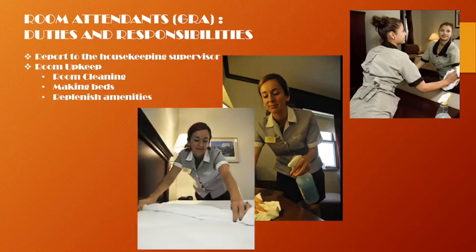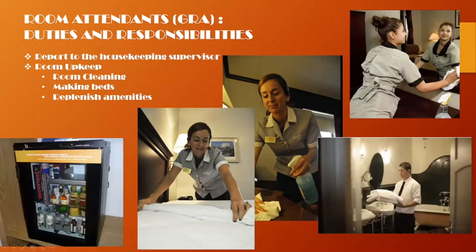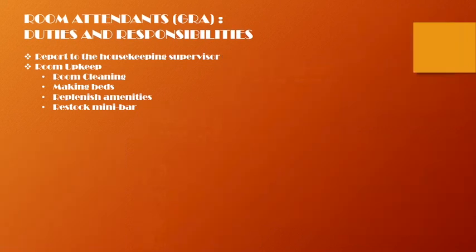Amenities would be things like soap, shampoo, stationery that we keep in the room. They restock the beverages and food items in the minibar. And the public areas on the floors like the corridors and the lift landing space, they also clean. They return and restock the room attendant trolley at the end of the shift.